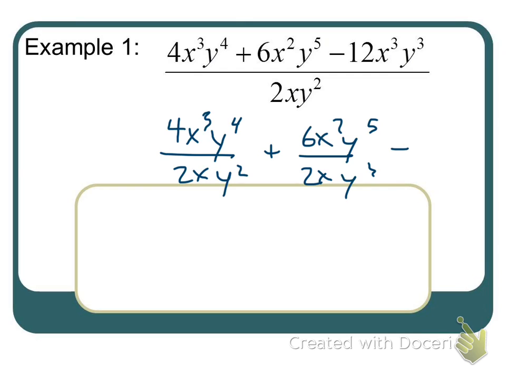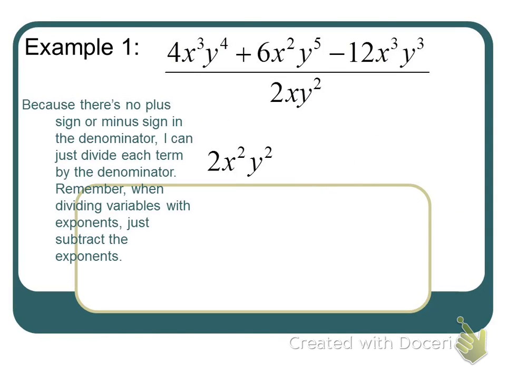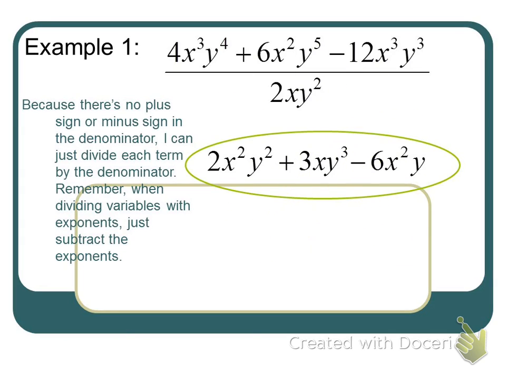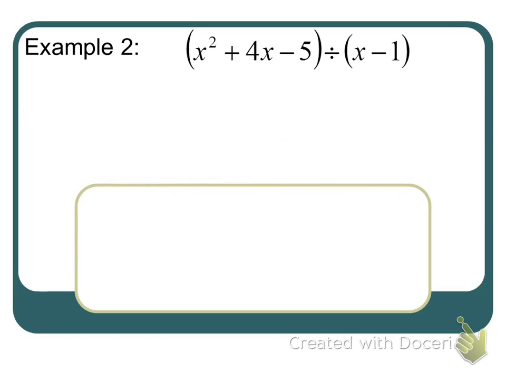And we could even do that mentally, I think, for the most part. So the easiest thing to do is to divide each term by 2xy squared. If you divide them individually by 2xy squared, you're going to get what we just got using the long division process. So the long division process isn't really necessary in this problem, but let's show the long division process to work this one.